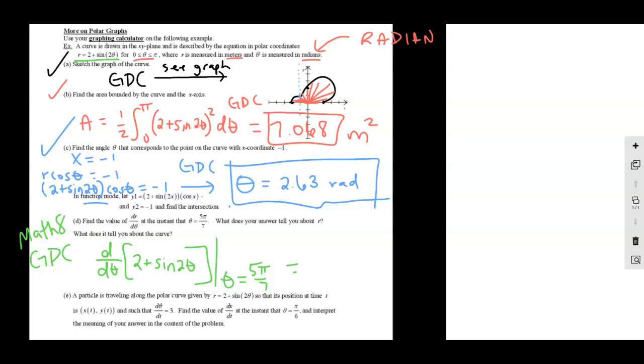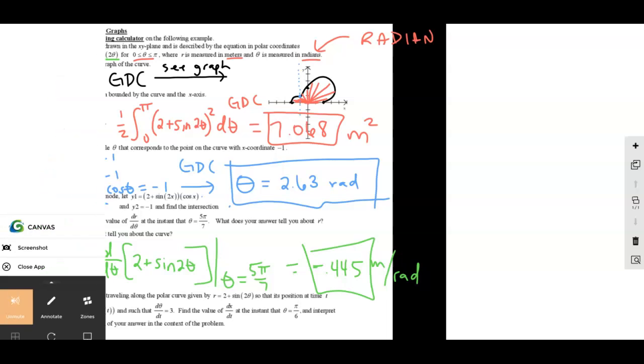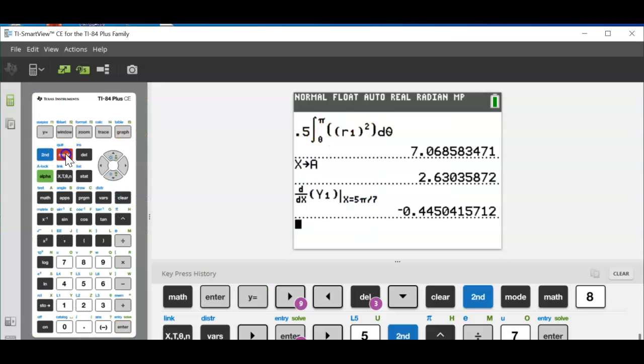So this was negative 0.445. The units for r over the units for theta. Units for r were meters. The units for theta were radians. So that's like meters per radian. It's kind of a weird one. That's okay. It probably doesn't really care a whole lot about the units on this question. But I need the units for r, taking the derivative of r. So it's the units for r over the units for theta. But there we go.